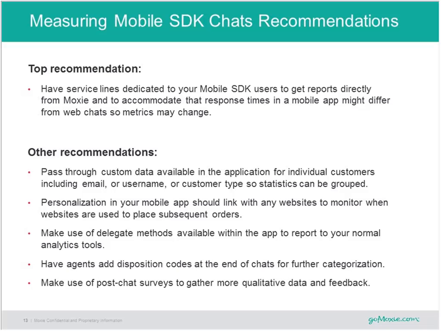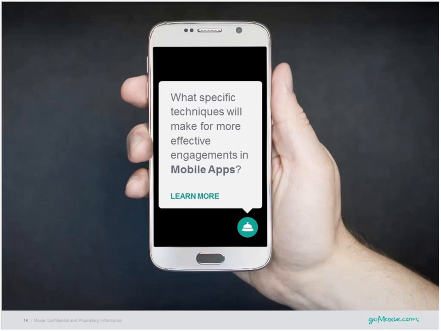As normal, we'd always recommend that you have agents add disposition codes at the end of chat. This assists with further categorization so you can perform more analysis. And we'd also recommend that you make use of post-chat surveys to get more qualitative data and feedback. So, whilst we're talking about best practice, what specific techniques will make for more effective engagements in mobile apps?